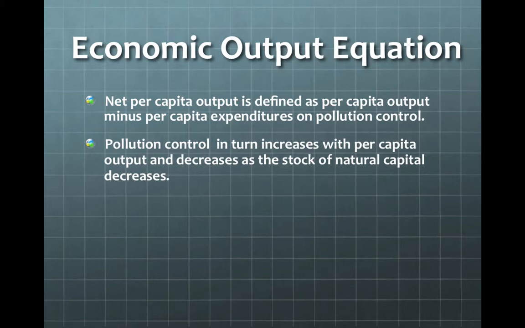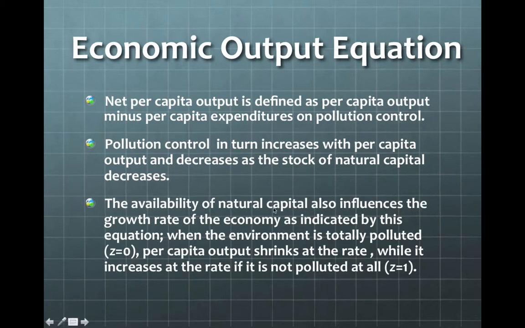And of course, if there's a decrease in the natural capital, then the pollution control will decrease. Okay, so that's fine. The less pressure you put on the environment, the less cost you have to spend to control pollution. That makes total sense.